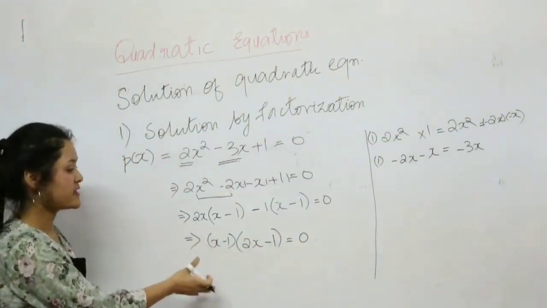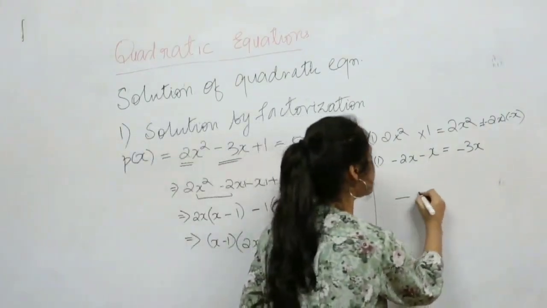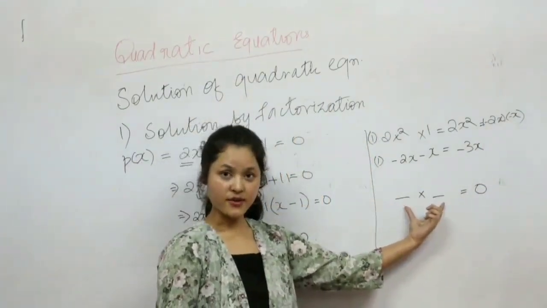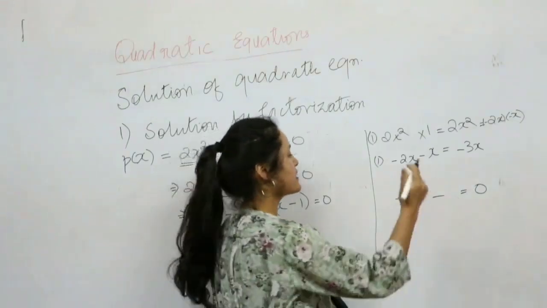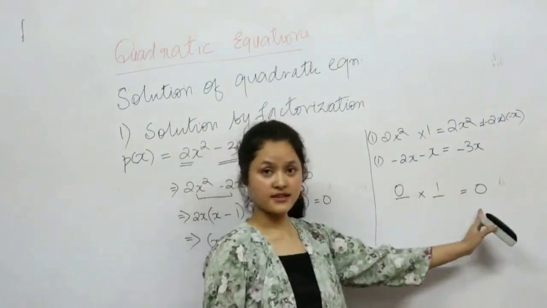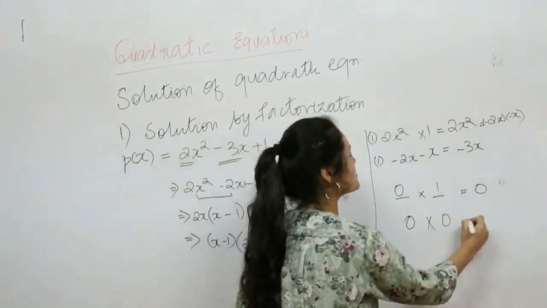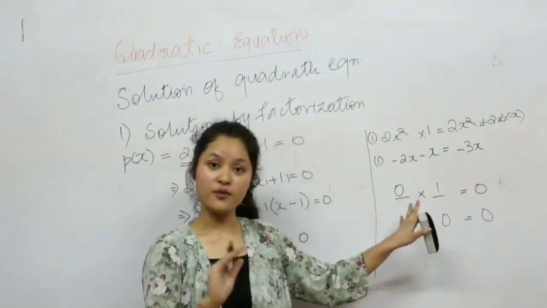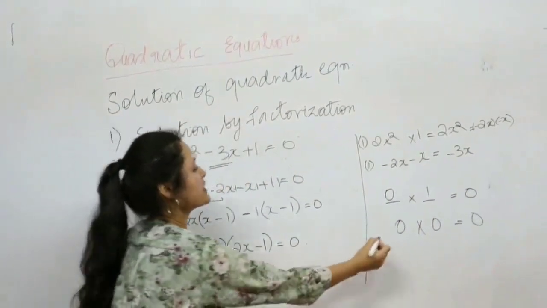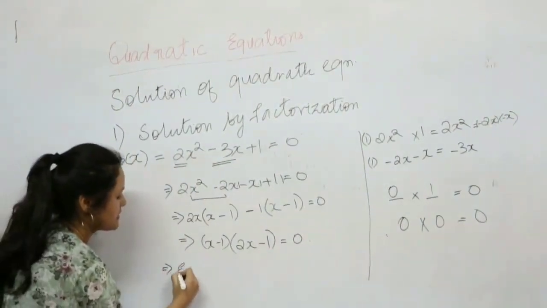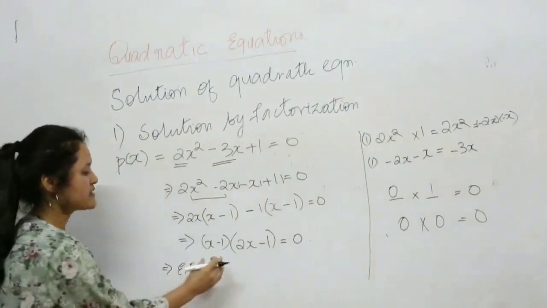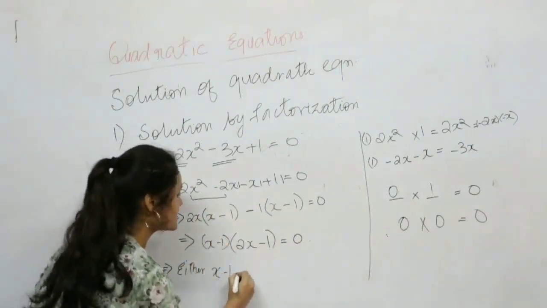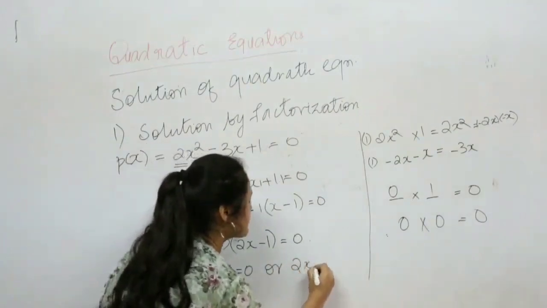Before I proceed, I want to tell you something. If I multiply two numbers to get 0, we expect that either both of them are 0 or one of them is 0. For example, 0 into 1 gives 0, and 0 into 0 gives 0. So if two numbers multiply to give 0, either one of them is 0 or both are 0. From here lies the concept: because the product of these polynomials is equal to 0, either one of them is 0. So x minus 1 equals 0 or 2x minus 1 equals 0.